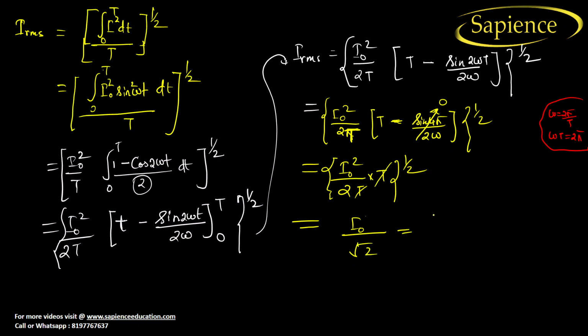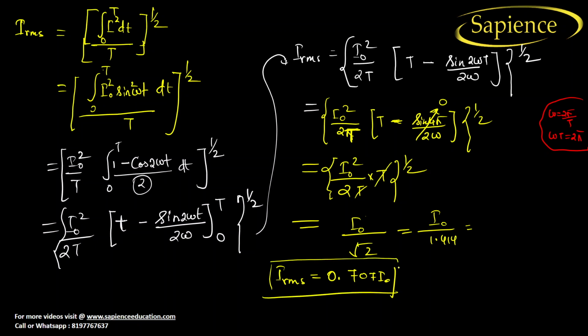Finally, the value of I naught by root 2 is equal to I naught divided by 1.414. Or we can also solve this, so finally IRMS is equal to 0.707 I naught. Okay. So if we talk about the percent, this will be 70.7% of the maximum peak current, which is the IRMS value.